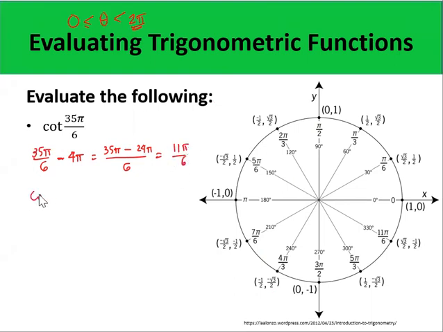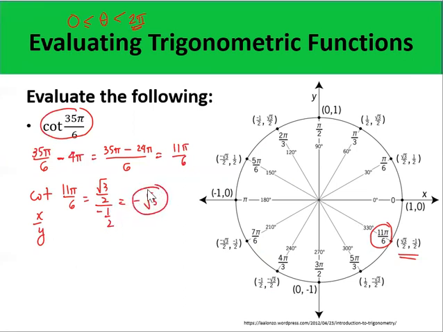Which means we're getting the value of cotangent 11 pi over 6. So the value of this is the same as the value of cotangent 35 pi over 6, because the two angles are coterminal angles and both of them have the same terminal sides. So 11 pi over 6 is located here in the fourth quadrant, and this is the terminal point. And cotangent is defined as x over y. So we have x, which is square root of 3 over 2, over y, which is negative 1 half. So square root of 3 over 2 over negative 1 half is negative square root of 3.